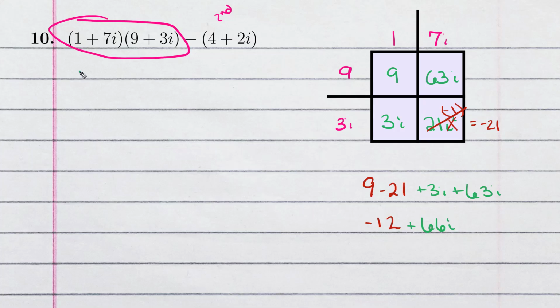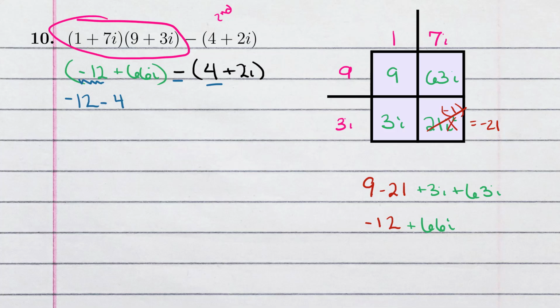So let's go ahead and write this up here. 12 plus 66i. We're taking this and then we are going to subtract from it a 4 plus 2i. So we're going to look at combining our real parts and our imaginary parts. So our real, negative 12, or minus sign, 4. So negative 12 minus 4.